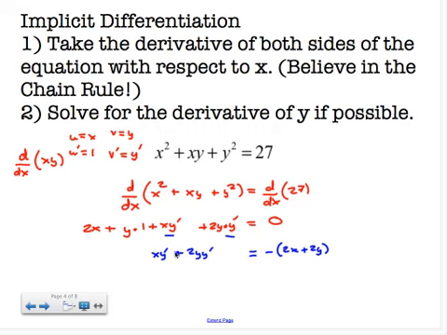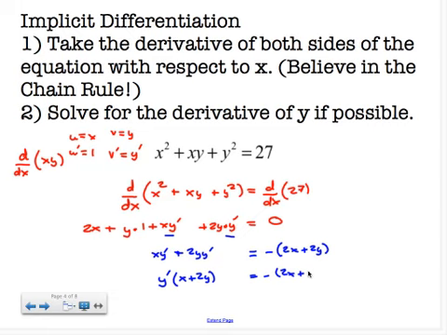And now how am I going to solve for y prime? Well, I'm going to factor out the y prime from both terms, which leaves me with x plus 2y. And then I can divide both sides by x plus 2y and I'll be finished.